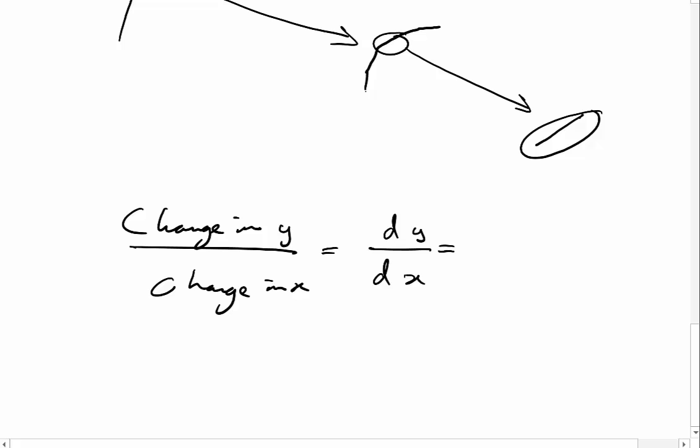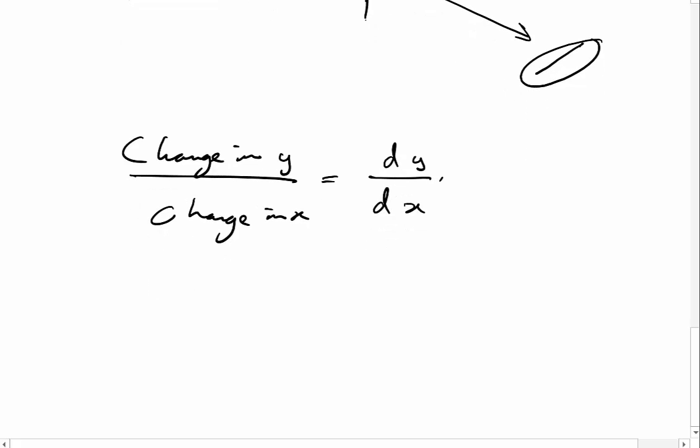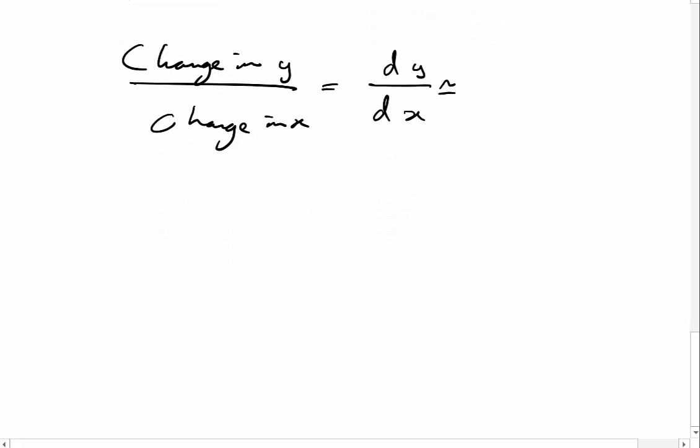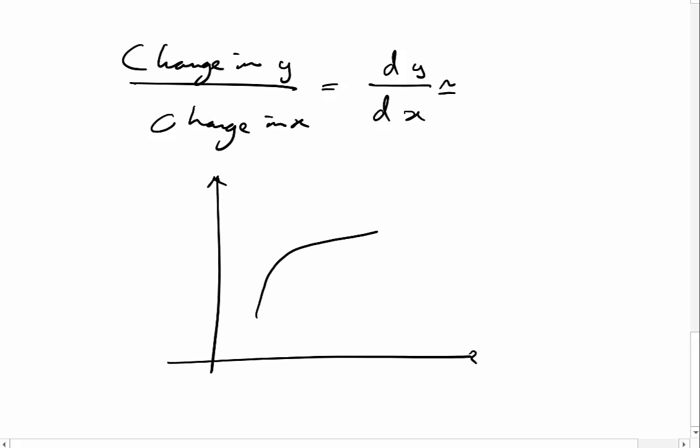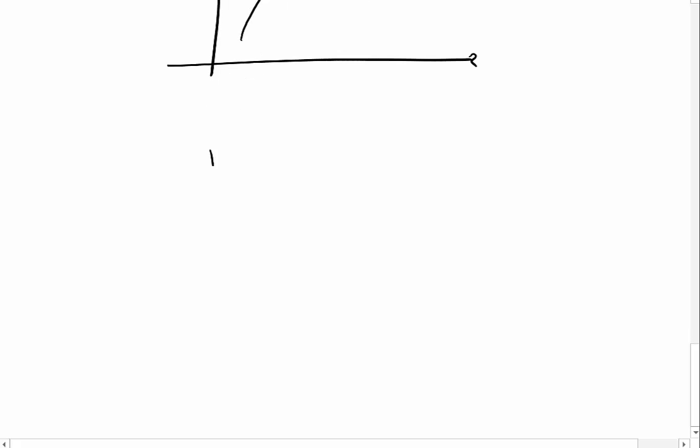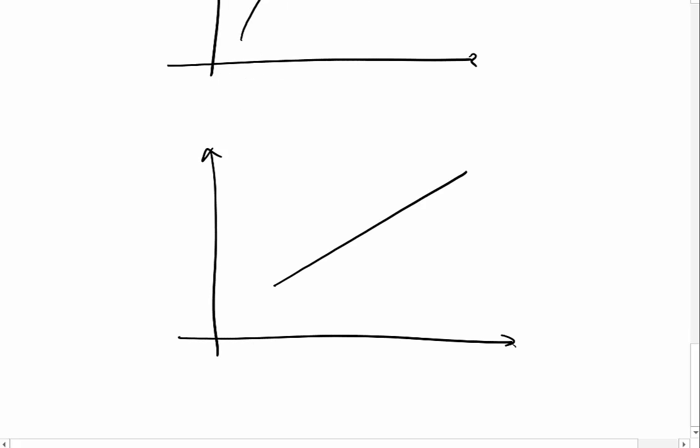Well, what is the change in y by change in x? Well, it's not exactly, but it's approximately. So we've got a curve, and we're considering such a small section of this curve that it's basically zero. All right, so basically what we end up with is something like this. So we end up with a curve, and I've magnified this up.